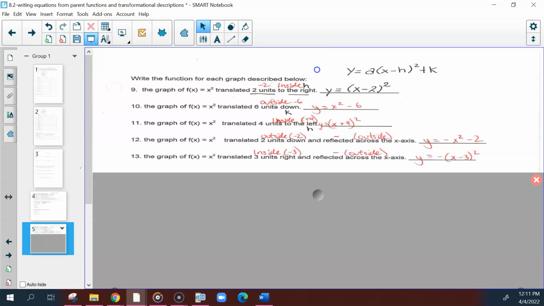So next class, we're going to be talking about how to write these equations, but when given a graph. So we'll be talking about the transformations again, but how they moved and reflected and stretched and compressed on a graph and be able to write the equation.